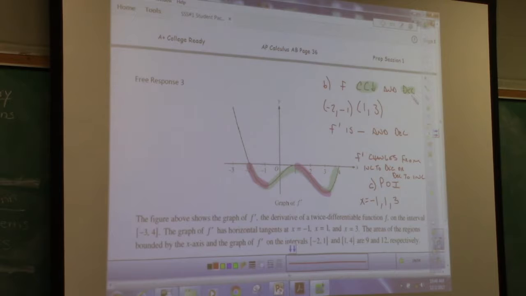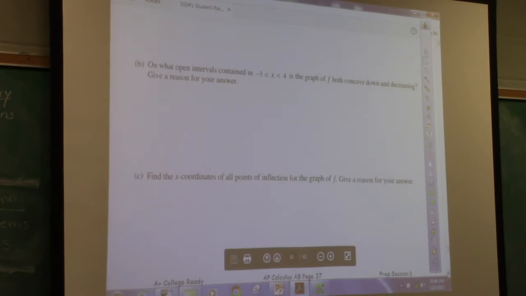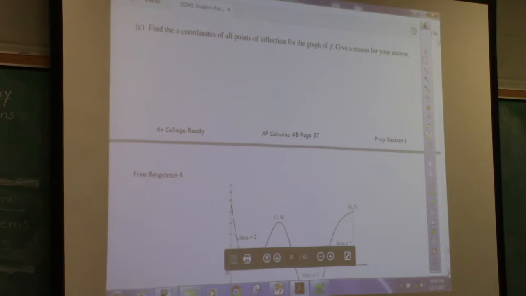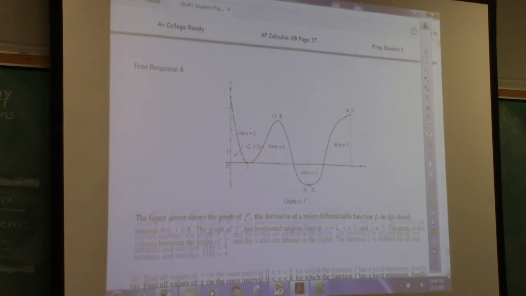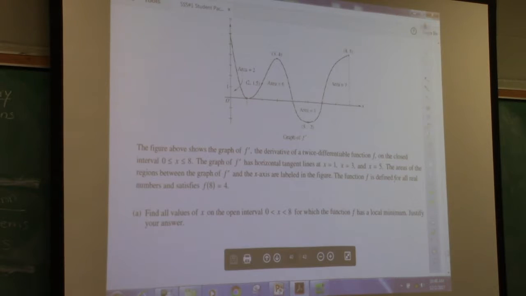All right, let's do one more free response here and we'll go back and hit some multiple choice. Flip to the next page, let's do 38. You can see how many of these free response questions we're looking at here. This is a common free response question where they're giving you f prime and you've got to go through and find all this stuff out.